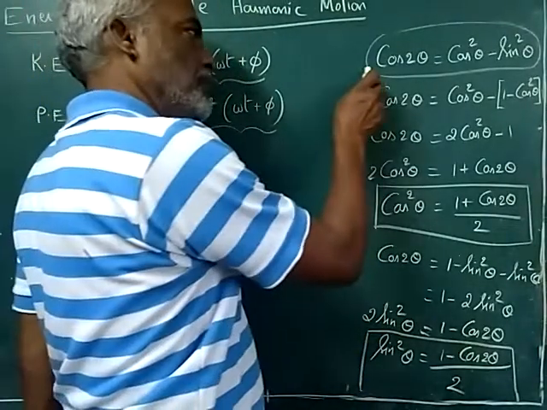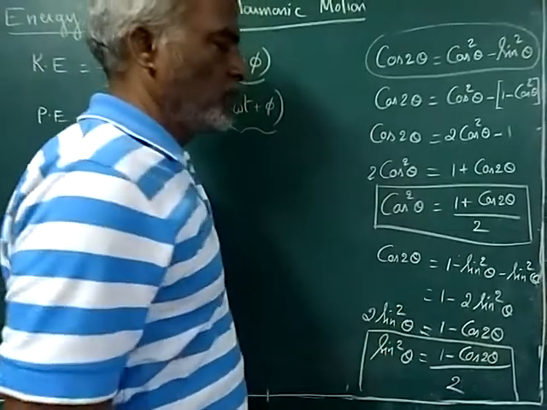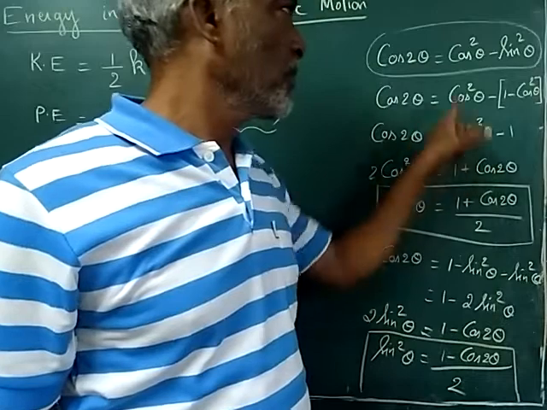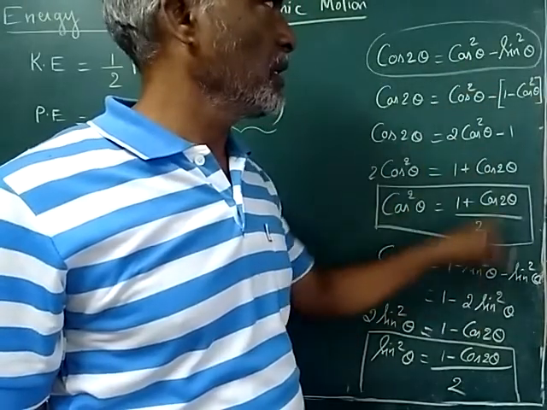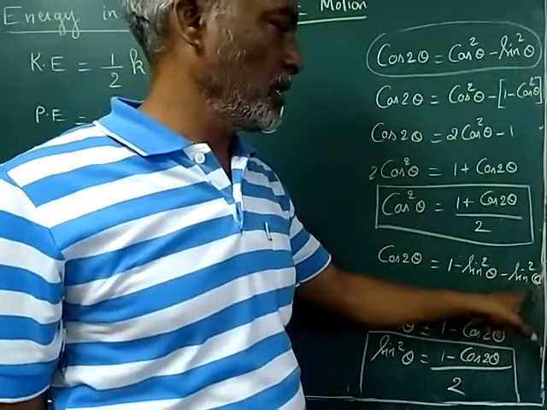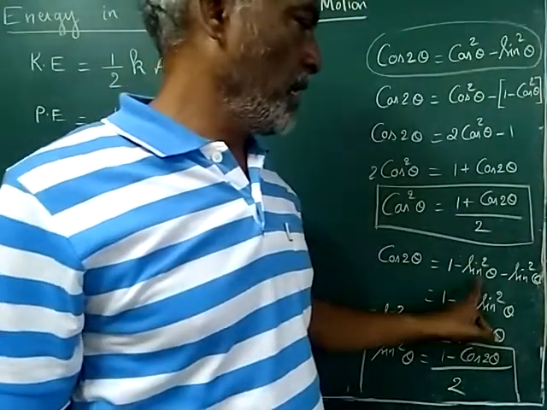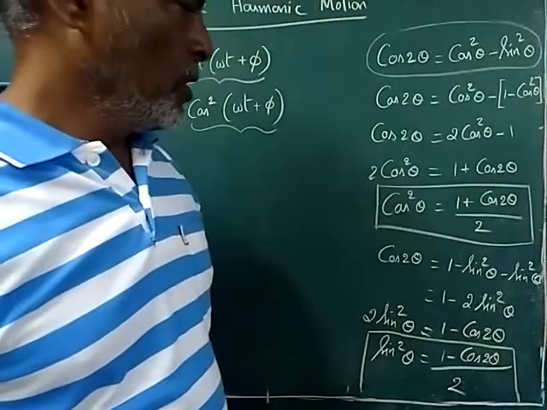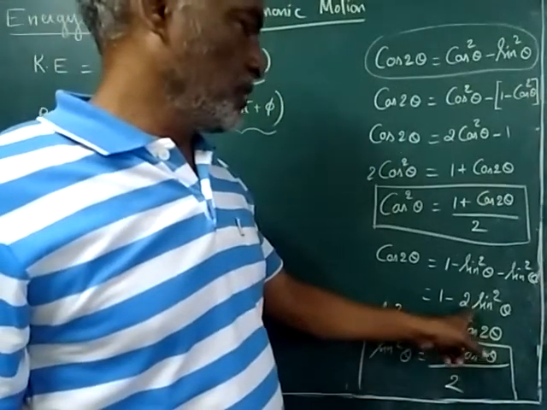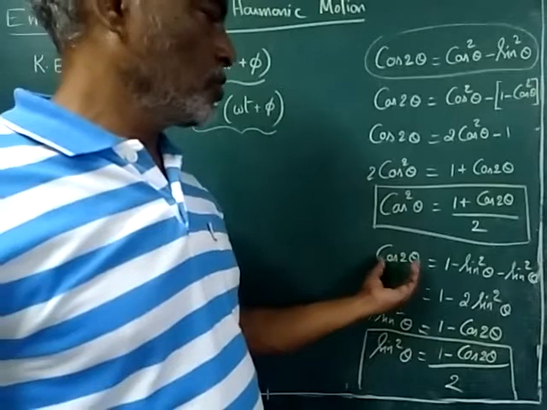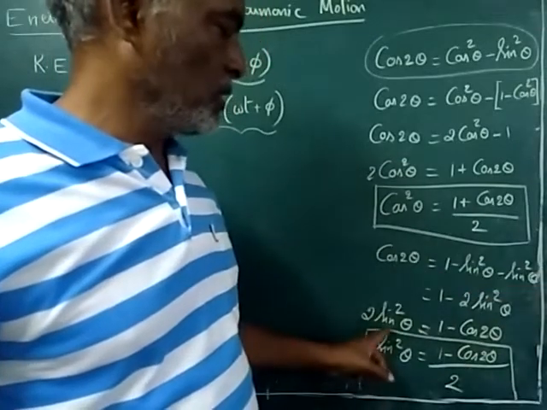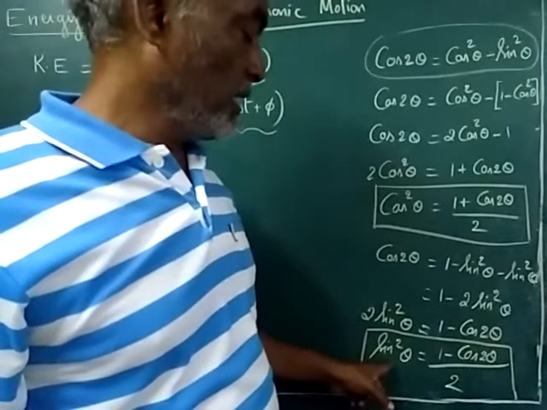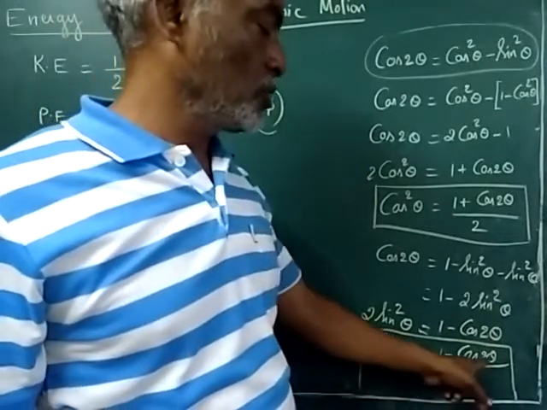Similarly, using the same relation, you can derive for sin square theta. Cos 2 theta is cos square theta minus sin square theta, and cos square theta is 1 minus sin square theta, so minus sin square theta you write as it is. Now we have 2 sin square theta, therefore 1 minus 2 sin square theta. So bring this minus 2 sin square theta to this side and move this cos 2 theta to the other side. So 2 sin square theta is equal to 1 minus cos 2 theta. Therefore sin square theta is 1 minus cos 2 theta by 2.